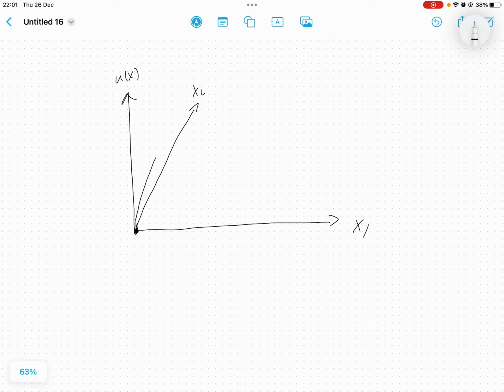So we're going to have this as some utility function. This would be just a surface. You could try to imagine this would be a three-dimensional picture, and this utility function goes up as x1, x2 increase.